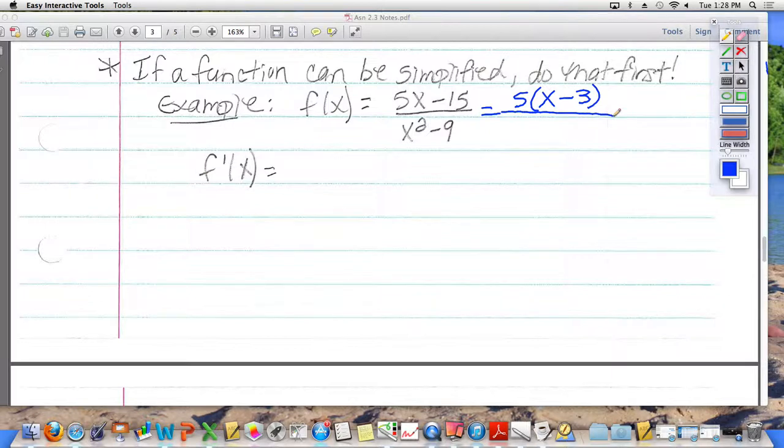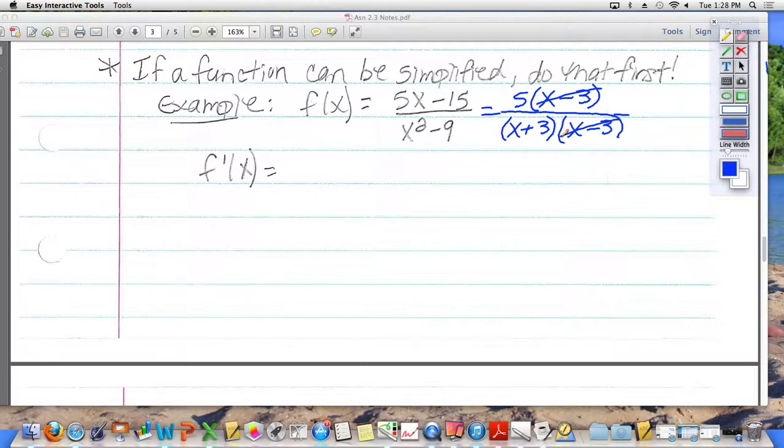And then on the bottom, we have x squared minus 9, the difference of perfect squares. A difference of perfect squares factors to what? x plus the square root of that number, x plus 3, and then x minus the square root of that number, so it would be an x minus 3. So we have 5 times x minus 3 over x plus 3 times x minus 3. What's common to the top and the bottom? x minus 3, so we just cancel those out.